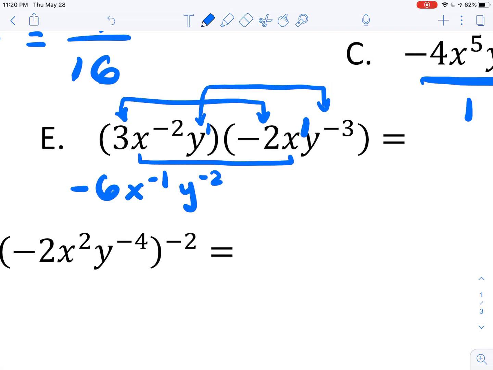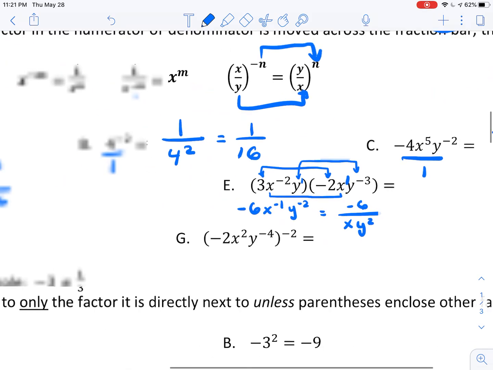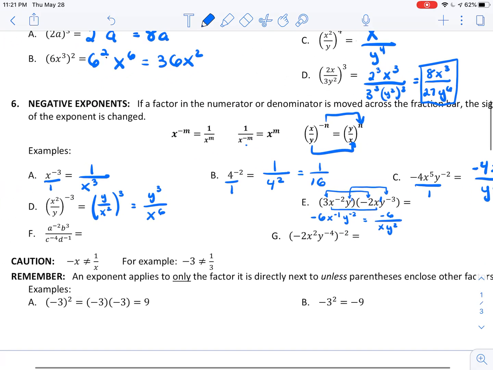All right. Now, an expression is not simplified unless there are no negative exponents. So what is left for us to do now that we've done our multiplication is we have to move everything that is not with a positive exponent to the other side of the fraction bar. So negative 6 stays because it has no negative exponent. But x to the first moves down and y to the second moves down, making that our final answer.